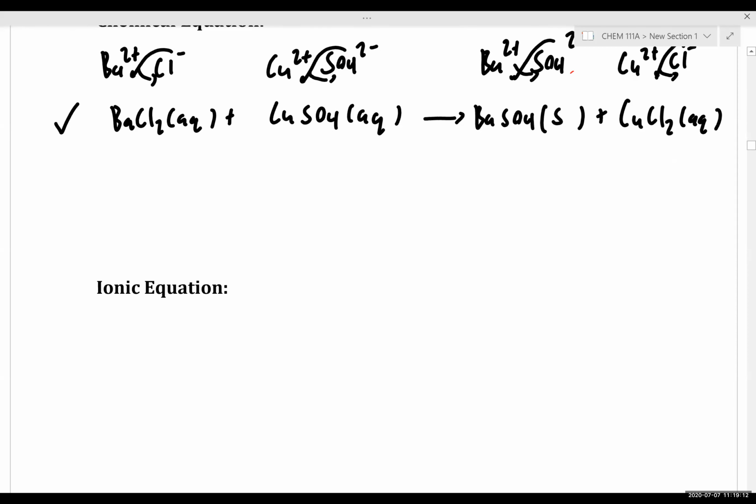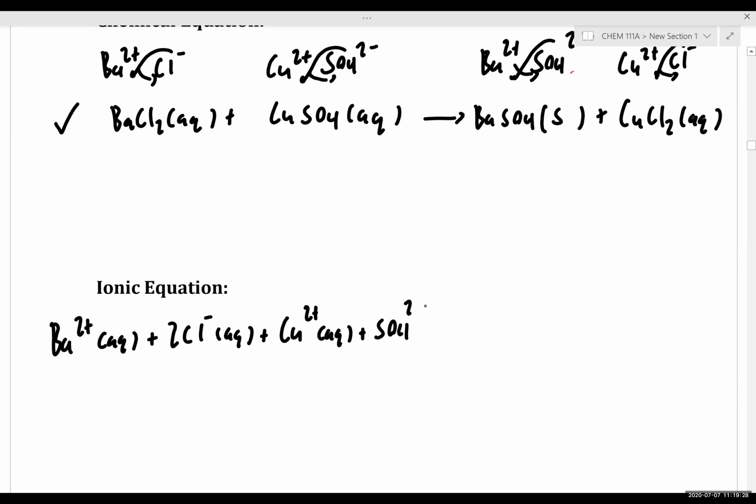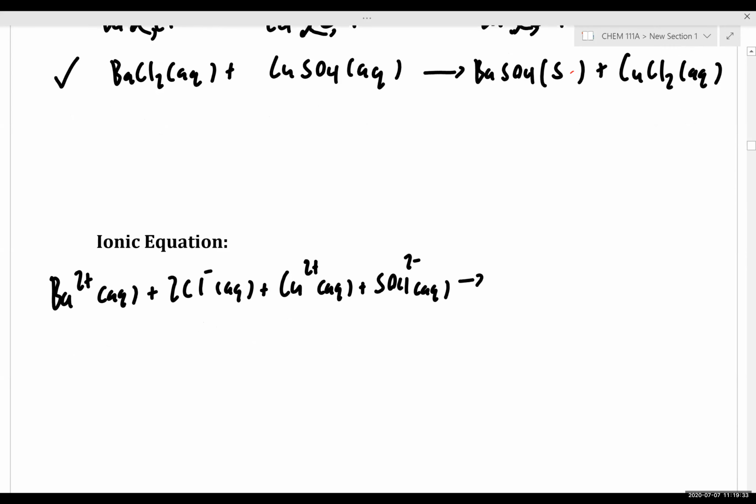So first things first, barium chloride is soluble. So we dissociate barium chloride into barium 2+ and 2Cl- aqueous. Copper sulfate is soluble. So we dissociate it into copper 2+ and SO4 2-. Barium sulfate is insoluble. So we keep it as a solid ionic compound.